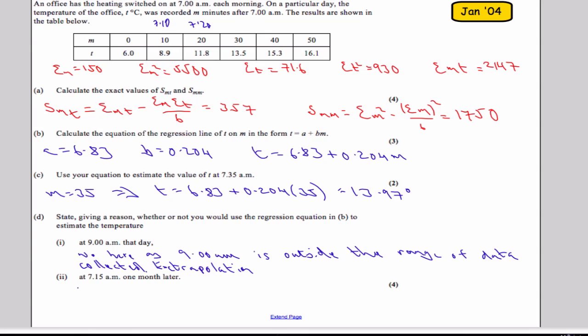And I would say no here at 7:15 a.m. 1 month later, as we've no evidence that the model will apply 1 month later.